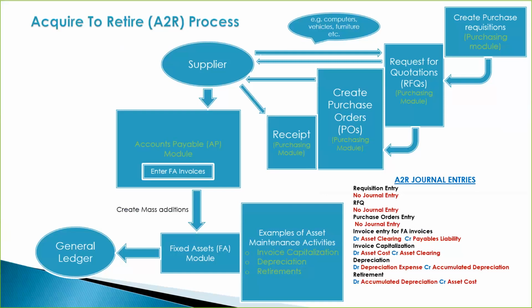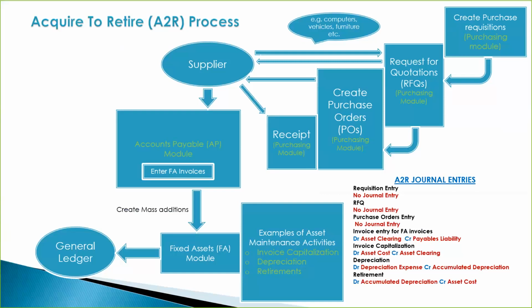Okay, now what happens in the fixed assets module? You will have to capitalize those invoices. Basically, you have to create assets out of the invoices. All right, so there's a way of doing that. And then after that, once you run your create accounting program in the fixed assets module, you'll send the transaction to the general ledger.